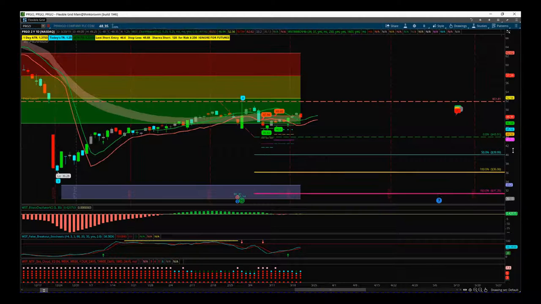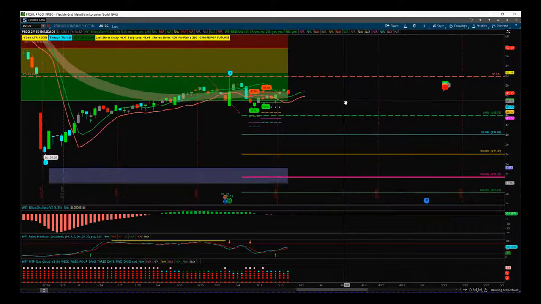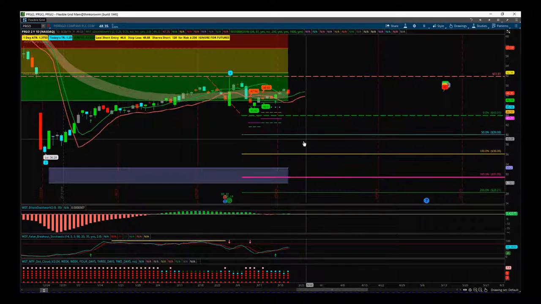PRGO, very similar. We are looking for that bearish move. Order's still good at this moment in time. We just need that to push down, and it's just not happening at the moment. So let's just give it a little more time.